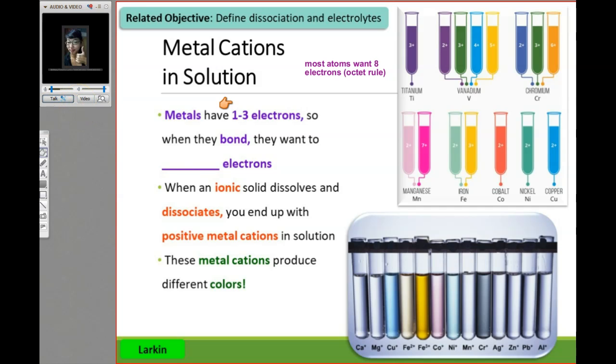Gaining or losing, which one's easier? Yeah, they only have a few electrons, right? Only have a few, and so it's much easier for them to lose electrons. They want to lose their electrons.